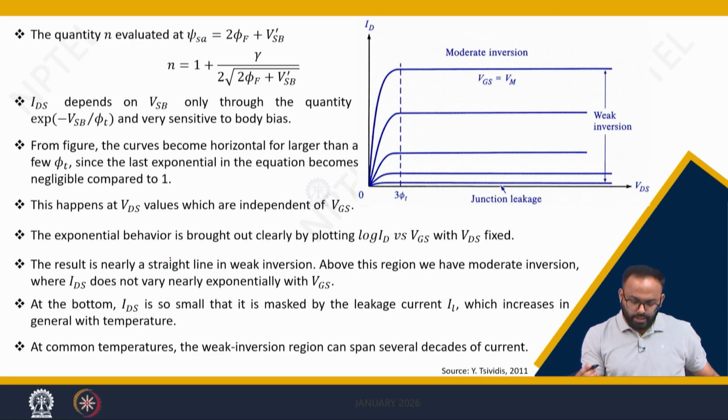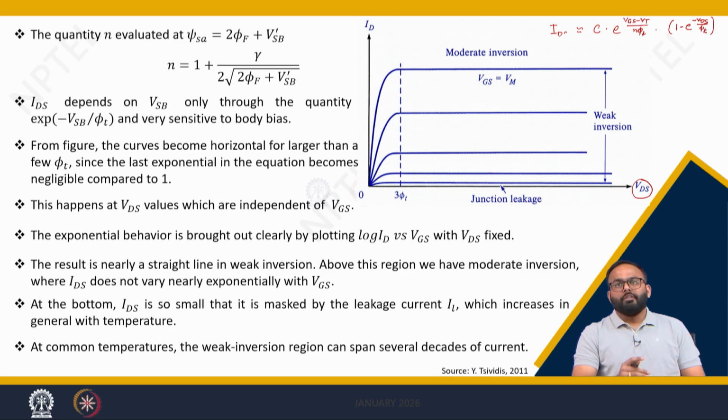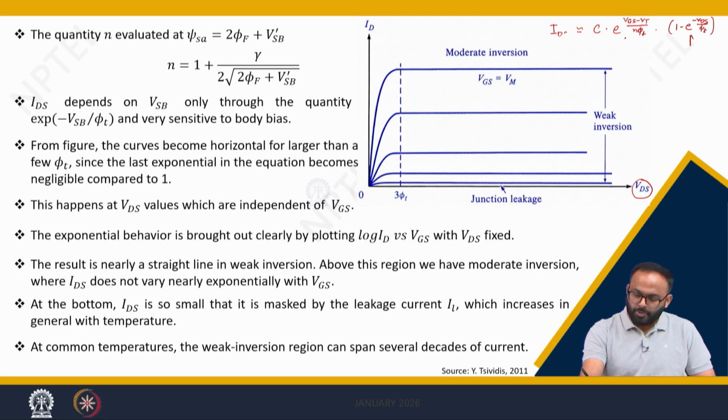Now let's plot this curve with respect to Vds. So we have seen that IDS in weak inversion is approximately equal to some constant, let's say C, into e to the power of Vgs minus Vt divided by n times of phi t into 1 minus e to the power of minus Vds divided by phi t. So this is a general expression where the current is exponentially dependent on Vds as well as exponentially dependent on Vgs. We will see both of the perspectives.